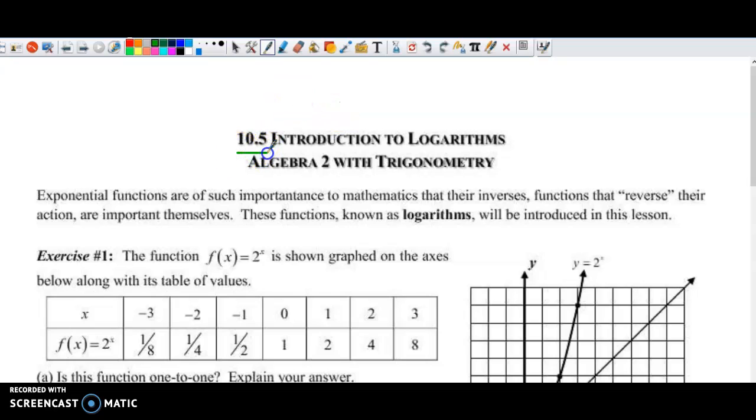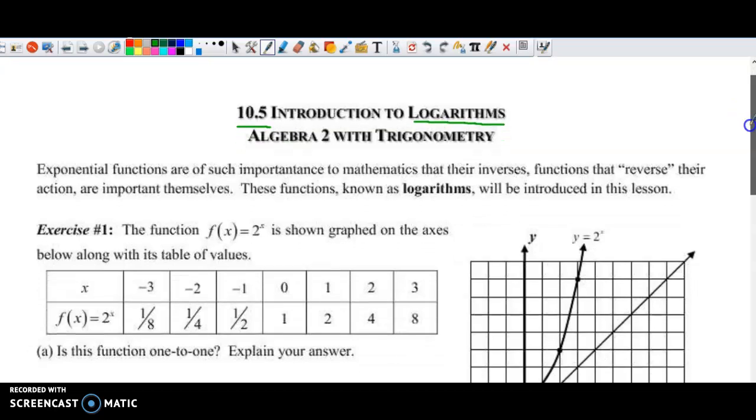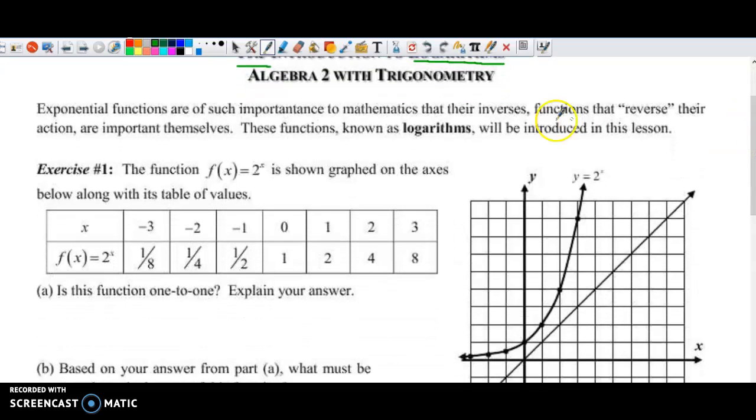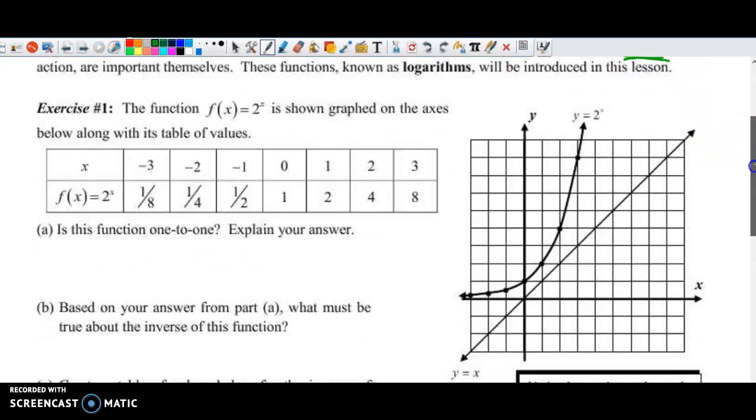Continuing on, we're going to start to learn about logarithms. And the whole premise with logarithms is that they are the reverse. It's actually the inverse operation of exponents. So if you recall back when we did inverses, and we did problems like y equals 2 to the x, we talked about what it meant to be a one-to-one function.